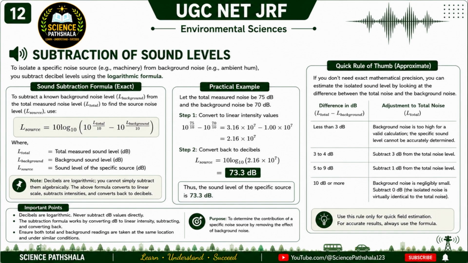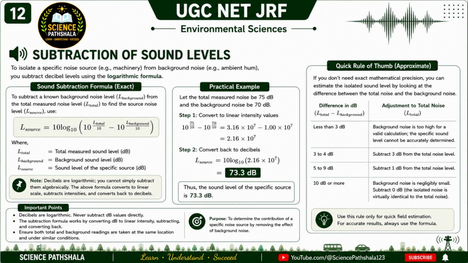So the next slide is subtraction of sound levels. Now let us understand subtraction of sound levels, which is very important in environmental noise monitoring and industrial acoustics. Many times we measure total noise that includes both background noise and the actual source noise. To find the contribution of a specific source, we cannot simply subtract decibel values directly because the decibel scale is logarithmic in nature. For accurate calculation, we first convert decibel values into linear intensity form, then subtract the background component and finally convert the result back into decibels.